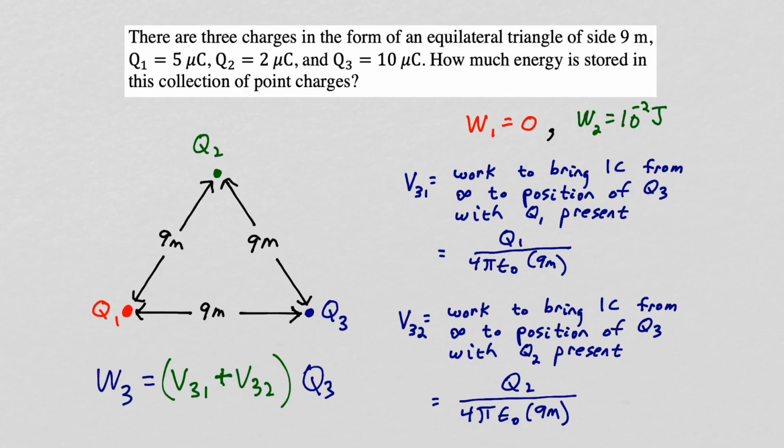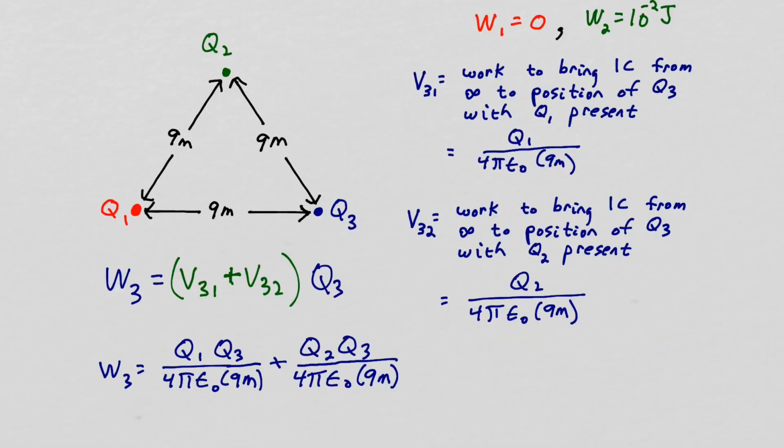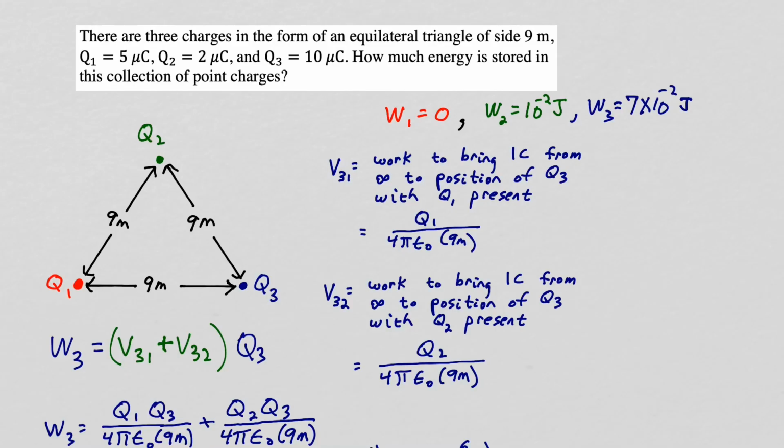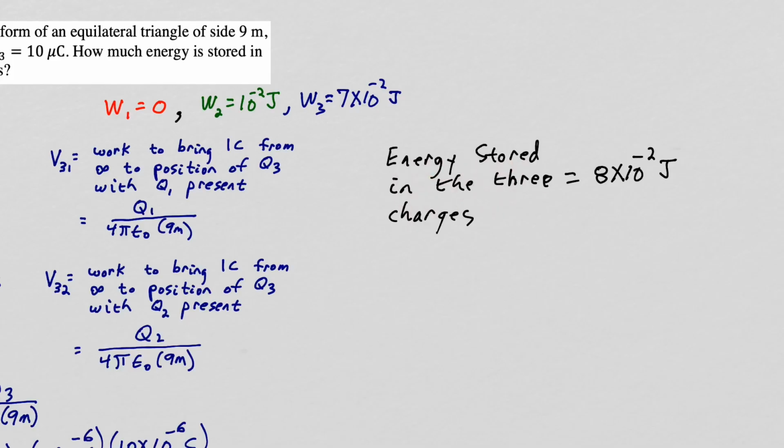So now let's just substitute in for our charges and epsilon sub 0. Again, the meters cancel. 4 pi over 36 pi is 9. The 9s cancel. The rest of the calculation you can do quickly without a calculator and find the work to position Q3 if Q1 and Q2 were present is 0.07 joules. So the work to position Q1, Q2, and Q3 is the sum of these three works, which is the energy stored in the configuration of our three charges, and that is 8 times 10 to the minus 2 joules.